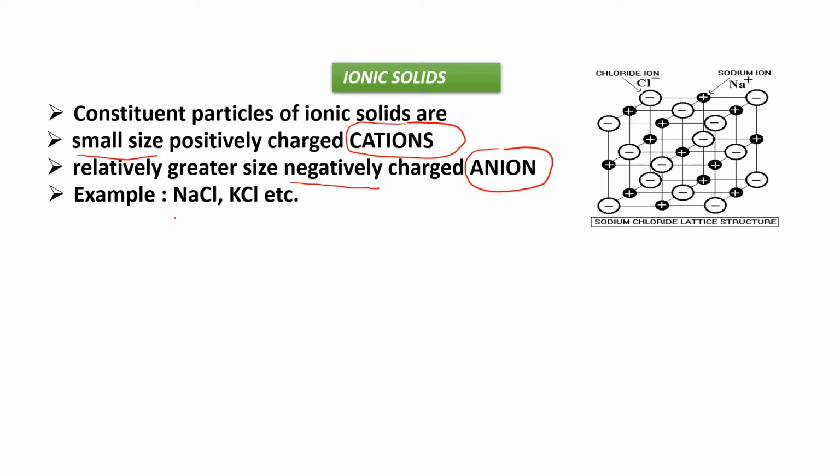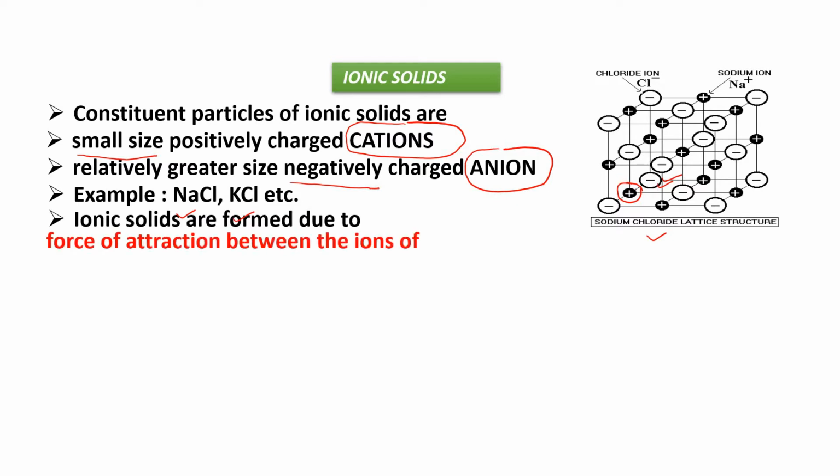For example, ionic solids include NaCl and KCl. Let us take one example, the crystal lattice of sodium chloride. See, cations are surrounded by anions like this, in which the cation size is small and the anion size is what? Large. Ionic solids are formed due to force of attraction between the ions.